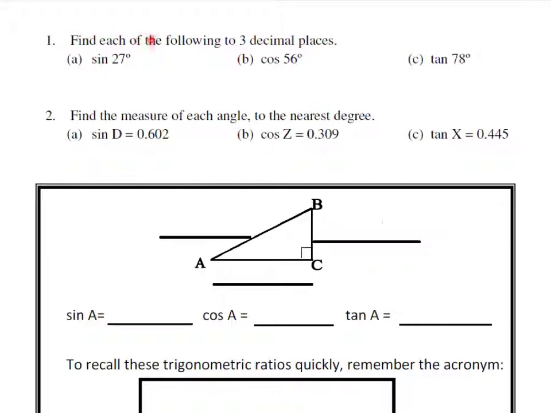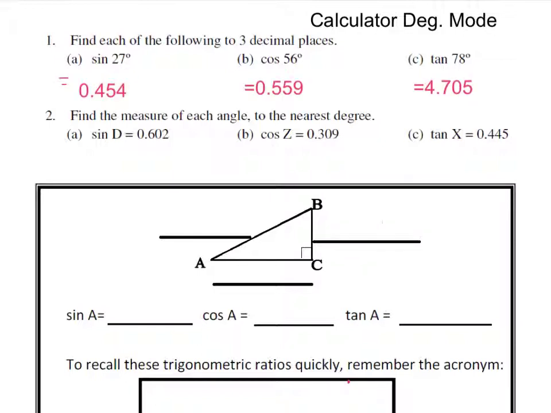Let's look at number 1. Find each of the following to 3 decimal places. Sine 27, cos 56, and tan 78. So all you need to do is pull out your calculator, I can't pull it up on here, and make sure it's in degree mode. And then just punch in sine 27, cos 56, and tan 78, and you should get the same answers that I'm going to write up on here.